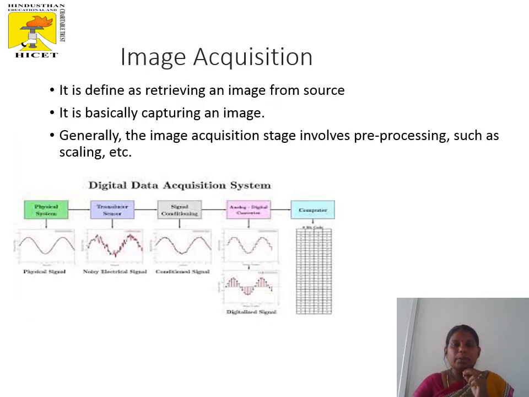Then first we will learn what image acquisition is. It is the first step in digital image processing, and the output retrieved here is a digital image. It is retrieving images from the source, nothing but capturing the image. Generally, the image acquisition stage involves two things, that is pre-processing and scaling. Here the physical signal is given to the transducer, then it is given to the signal conditioner. The signal is conditioned in the signal conditioner stage, then it is split into analog and digital signals, then it is given to the computer.